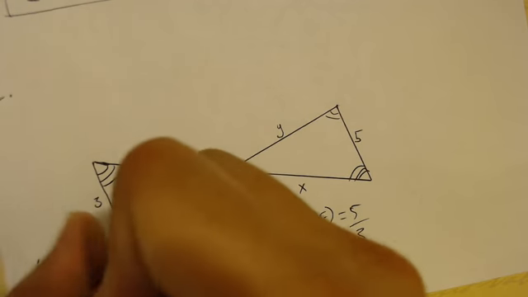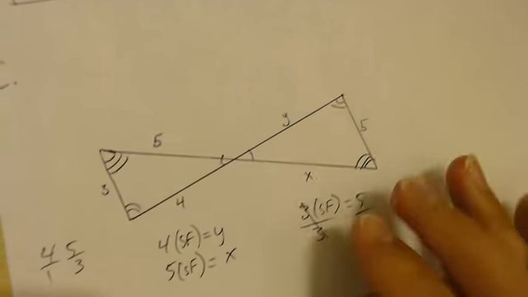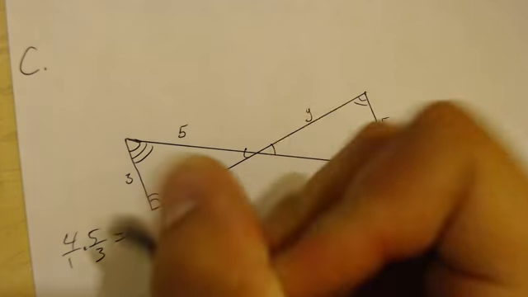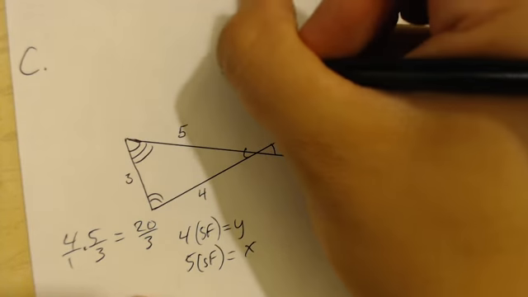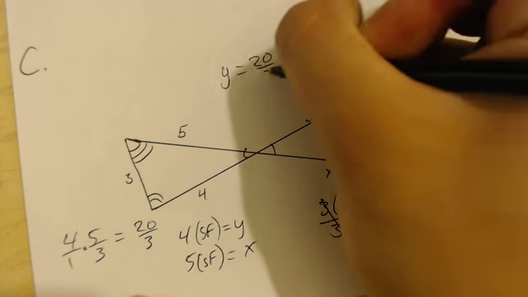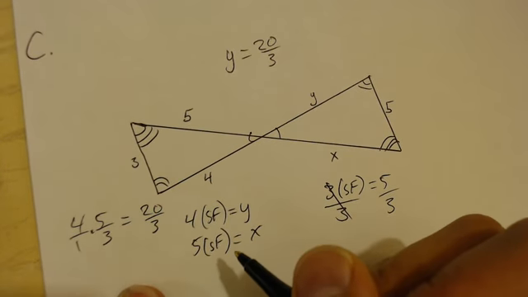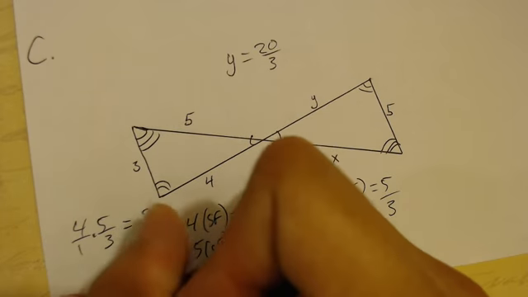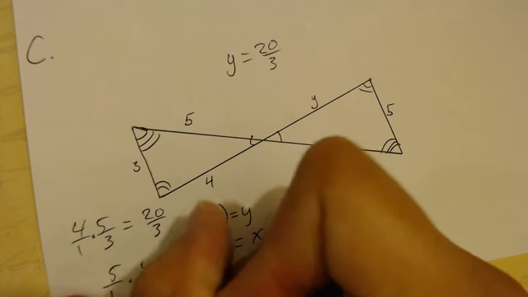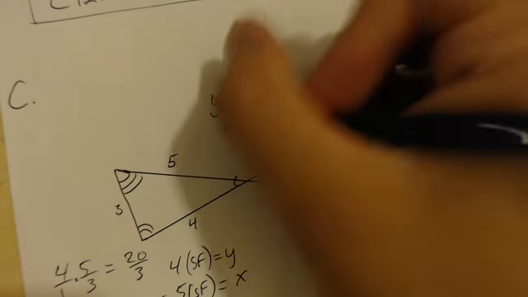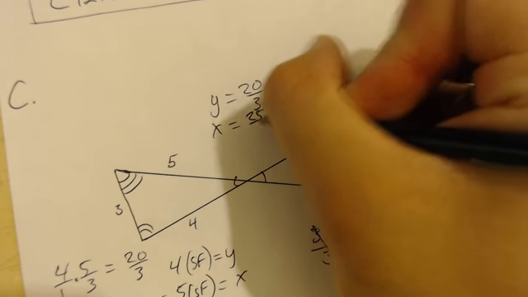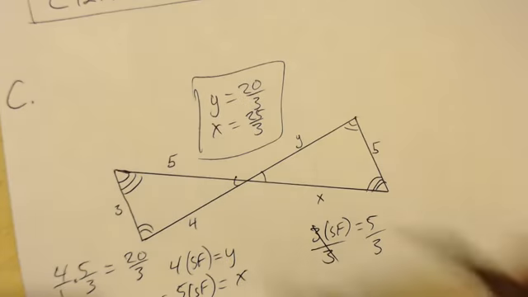So 4 over 1 times 5 over 3 gives me 20 over 3. That's what y equals. So y equals 20 over 3. And then for x, 5 over 1 times 5 over 3 gives me 25 over 3. So then x is equal to 25 over 3. Problem solved.